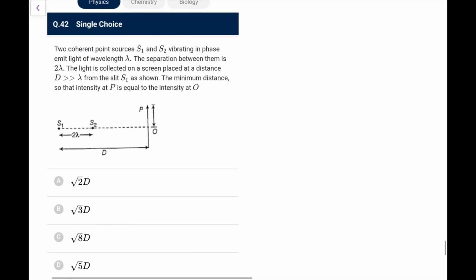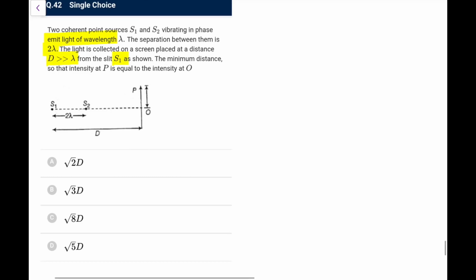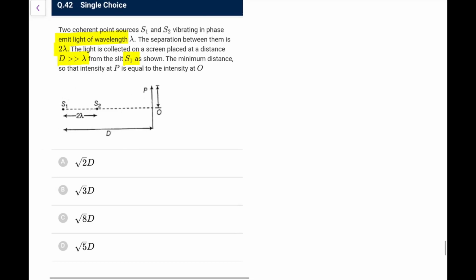Two coherent point sources S1 S2 vibrating in phase emit light of wavelength lambda. The separation between them is 2 lambda. The light is collected on a screen placed at a distance d greater than lambda from the slit S1 as shown. The minimum distance so that the intensity at P is equal to the intensity at O. Okay, so they are vibrating in phase, separation is 2 lambda. Now the minimum distance so that the intensity at P is equal to the intensity at O.